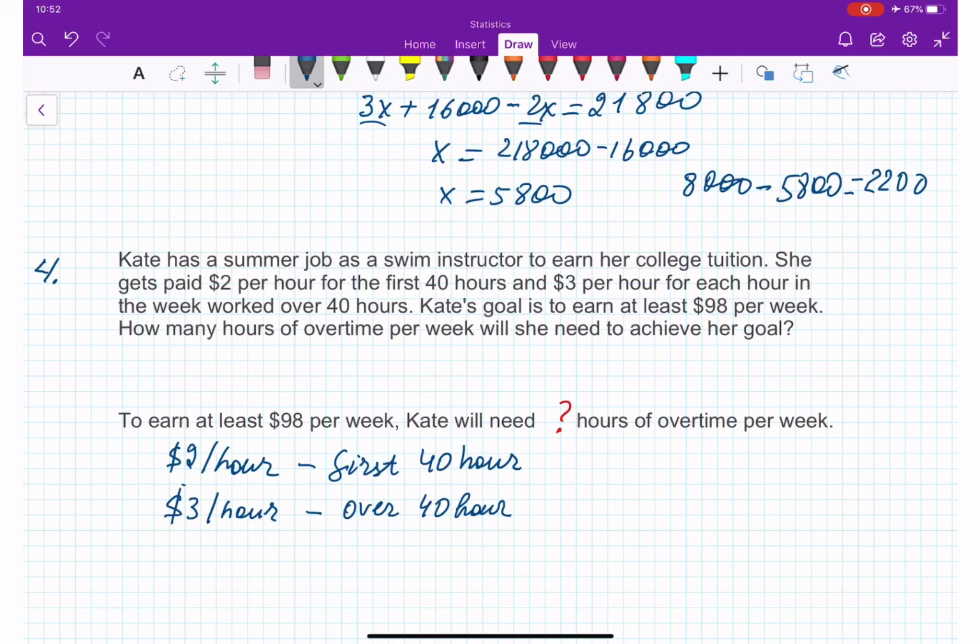How many hours of overtime? This is the question mark, and whatever is asked in the question, that one goes as our X. So how many hours overtime? This is going to be our question. It says over 40 hours, but how many? And we are going to put X hours overtime.